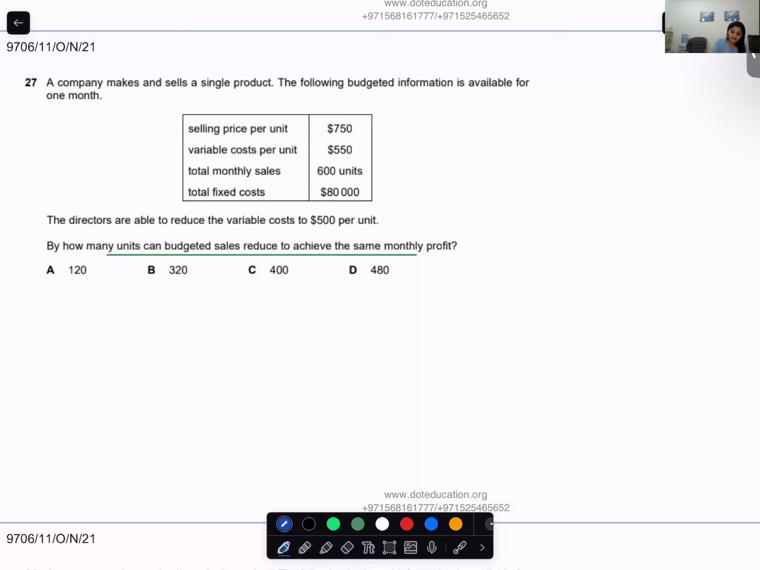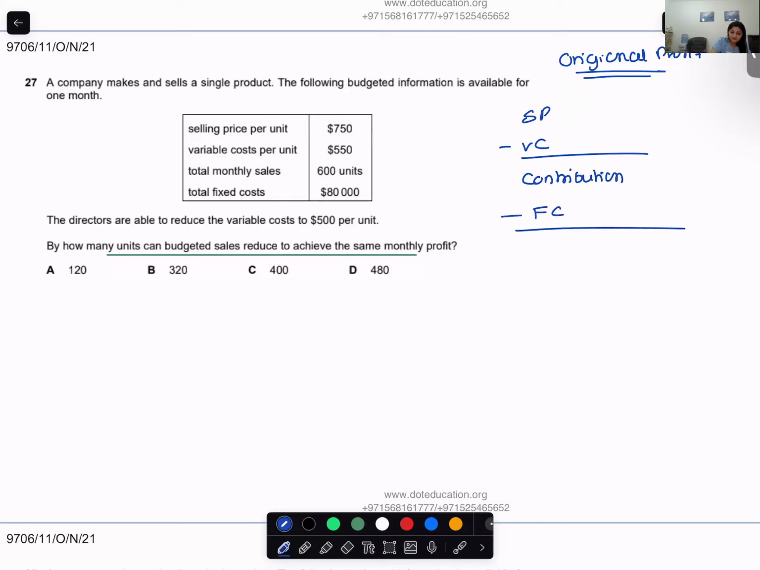So first we will find out our original profit. Yes, miss. How do you find your original profit? Selling price minus variable cost, you get contribution, and contribution minus fixed cost, you get your profit or loss. What is your selling price? My selling price is 750. Variable cost? 550. Contribution? Contribution is 200.